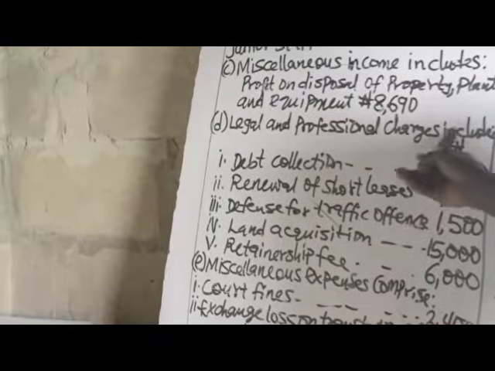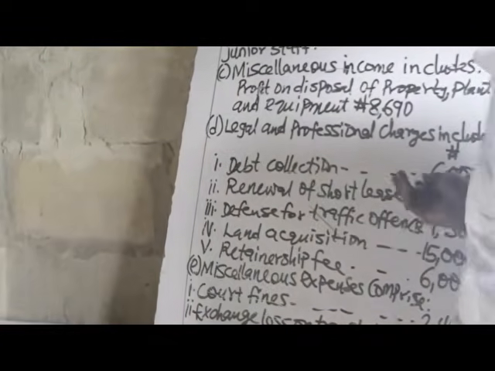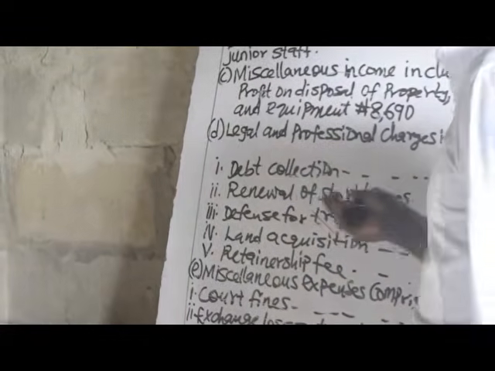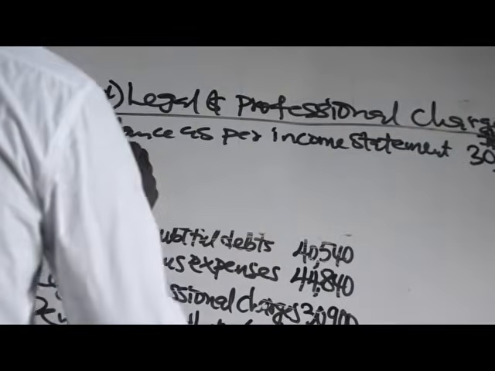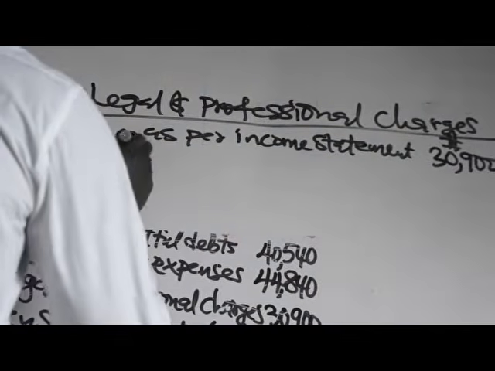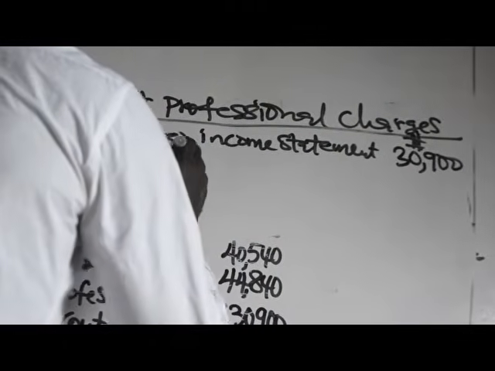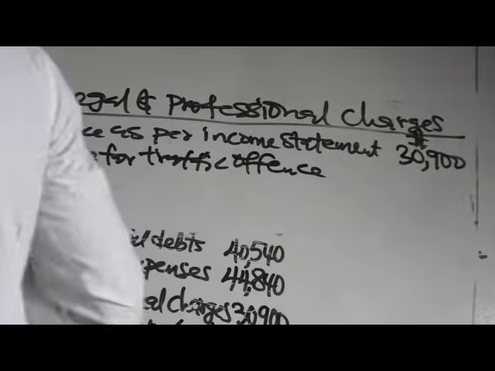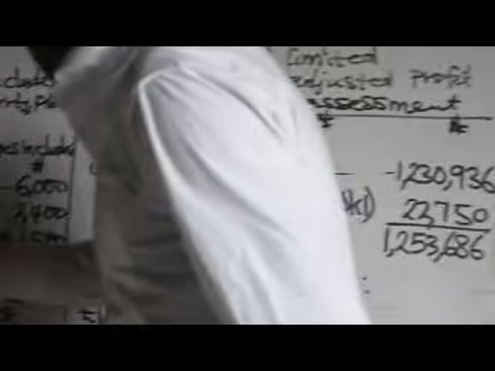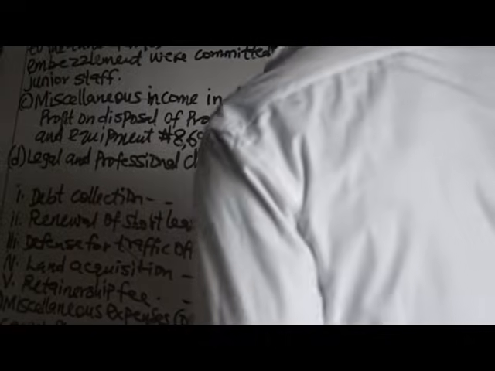Then in the footnote, note D, legal and professional charges include debt collection, which is allowable, renewal of short lease, which is allowable, and defense for traffic offence, that is not allowable. So now we remove the one that is not allowable, defense for traffic offence. The amount spent on defense for traffic offence is 1,500. So we remove that, minus 1,500.